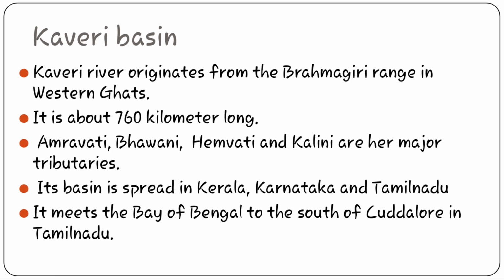Last one is Kaveri basin. Kaveri river originates from the Brahmagiri range in Western Ghats. It is about 760 km long. Amravati, Bhavani, Hemavati and Kabini are her major tributaries. Its basin is spread in Kerala, Karnataka and Tamil Nadu. It meets the Bay of Bengal to the south of Cuddalore in Tamil Nadu.